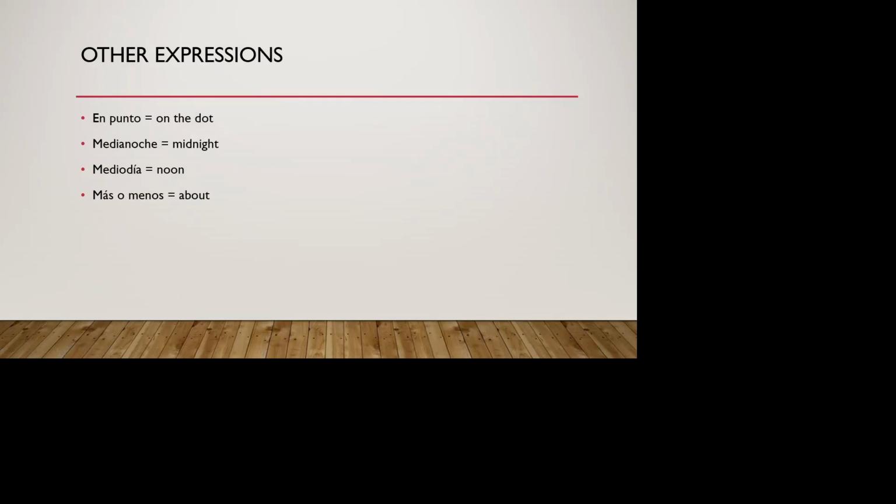And then just a few other expressions to go over. I'm not going to go over these because you can just read them, but I wanted to cover más o menos a little bit. Obviously we know it means more or less or about, but I just want to show you an example so that you know how it can be used when you're talking about time. For example, you could say "son las 6 de la tarde más o menos," meaning it's about 6 in the afternoon or it's around 6 in the afternoon.